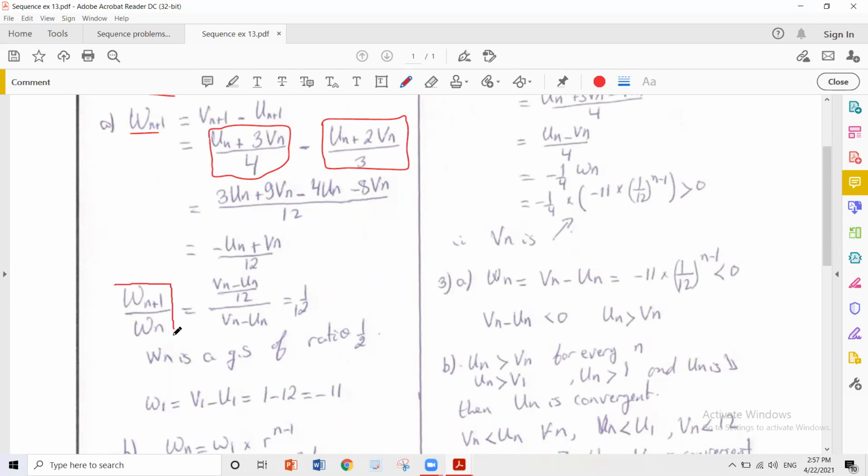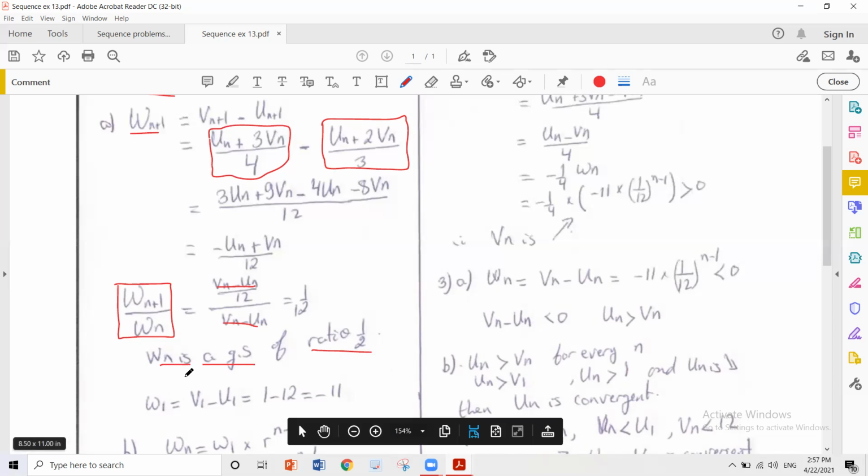So Wn plus 1 over Wn is (Vn minus Un) over 12, over Vn minus Un. Simplify, we get 1 over 12. So Wn is a geometric sequence of ratio 1 over 12. It is required to calculate the first term.